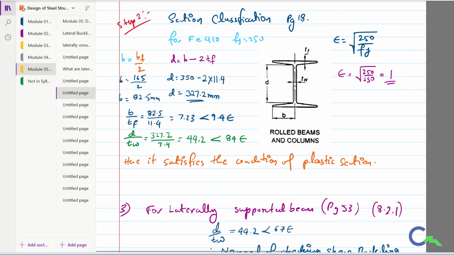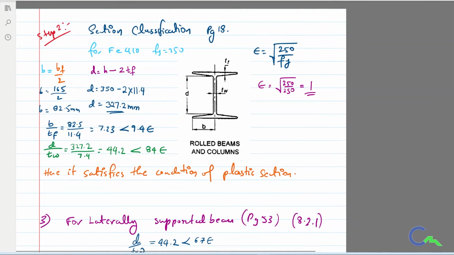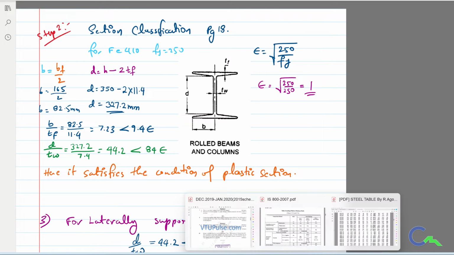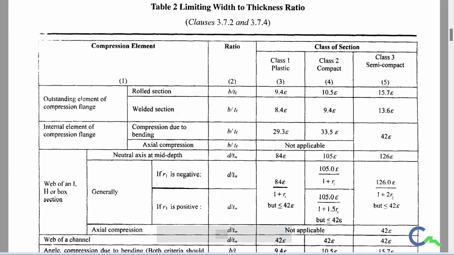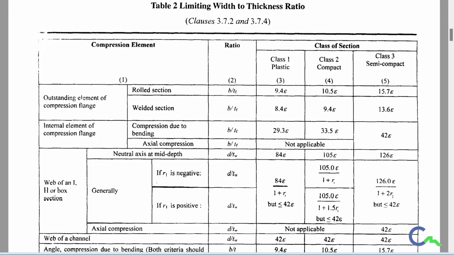In the second step, we have to do the classification of the section. So we have the condition here. If you go to IS-800 page number 18, rolled section, outstanding element of compression flange, that is nothing but the flange. See the first row: B by TF value, for the plastic section, should be less than 9.4 epsilon. If it is less than that, I can say that it is a plastic section.